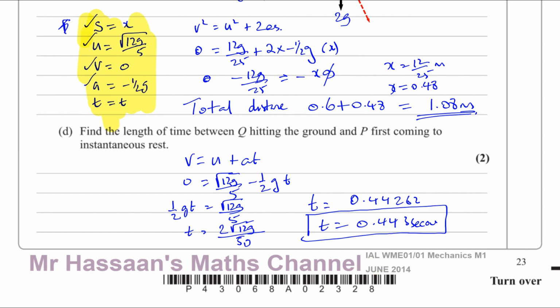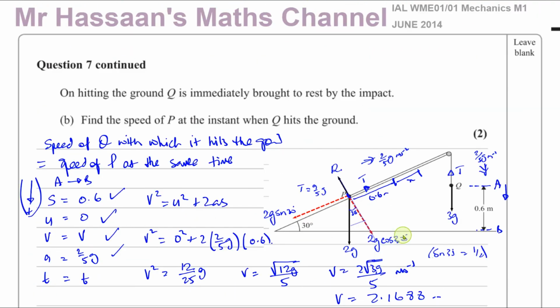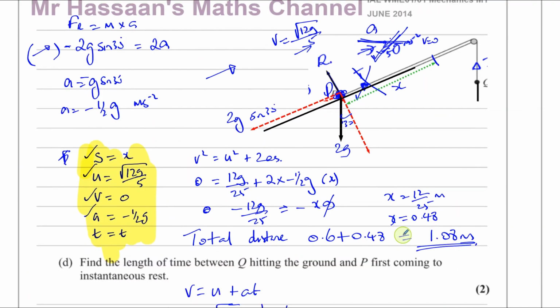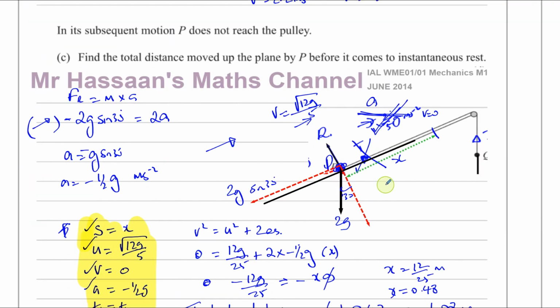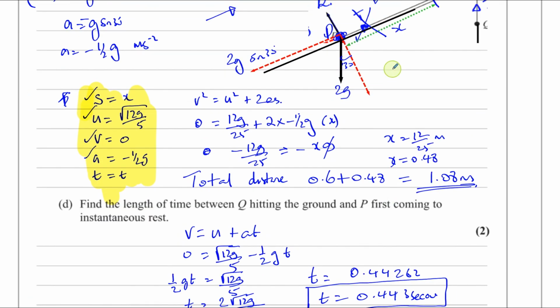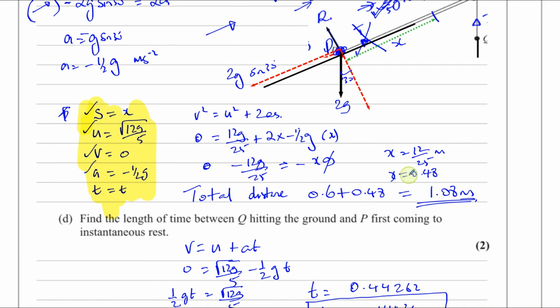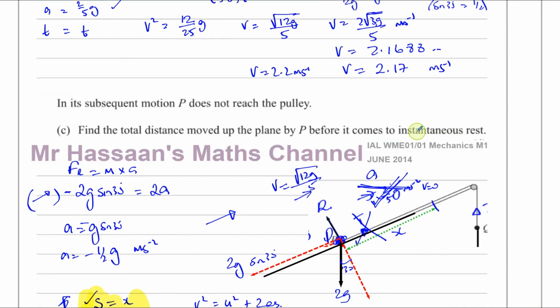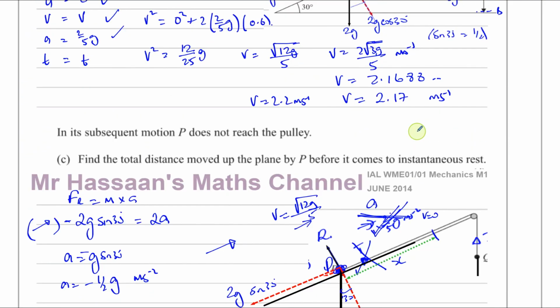And that concludes this question from the June 2014 M1 paper. This is the way that I did the question. There's probably other ways you could deal with this situation here, but I think this is a nice simple way to do it.